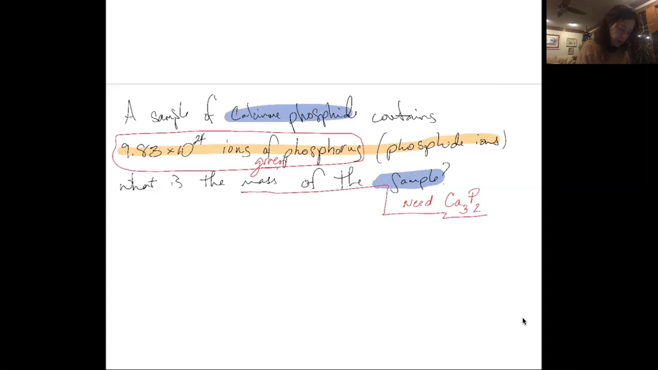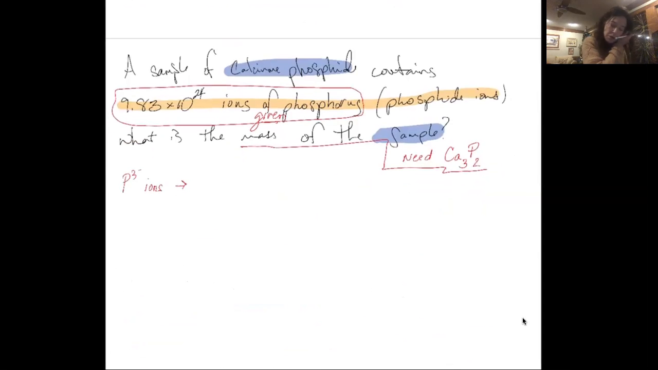So let's write a roadmap. We can go from phosphide ions to moles of phosphide ions, to moles of the compound, to mass of the compound. So if you understand how to work a T-chart, you can get anywhere as long as it's a legit question.